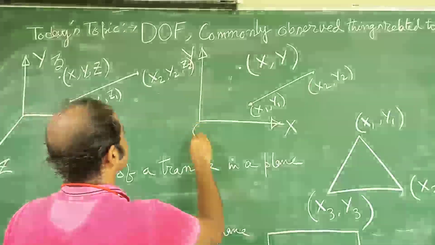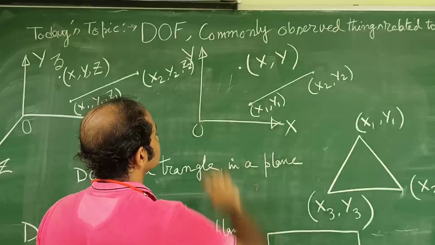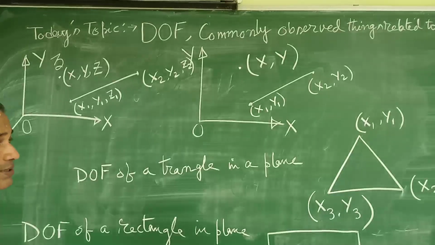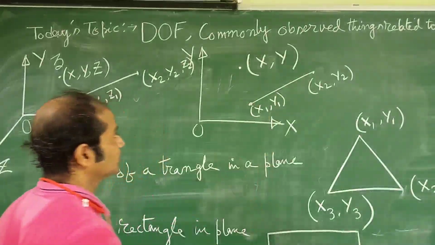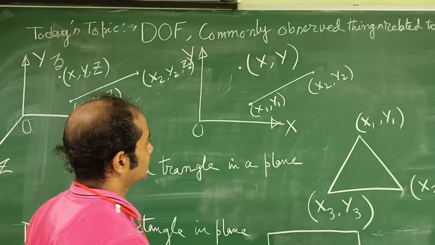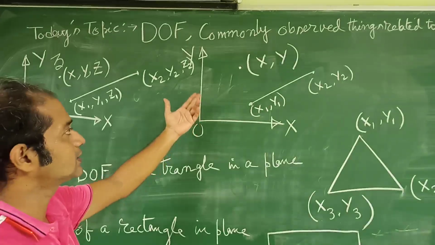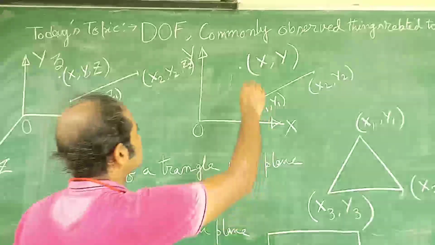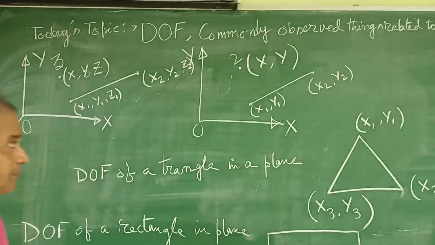Similarly, for a two-dimensional coordinate system, a point in 2D will have the representation capital X and capital Y, so it has 2 degrees of freedom. If you consider 2D as a special case of the three-dimensional case, then your Z is constant. That imposes one constraint, so 3 minus 1 is equal to 2, and it has 2 degrees of freedom.